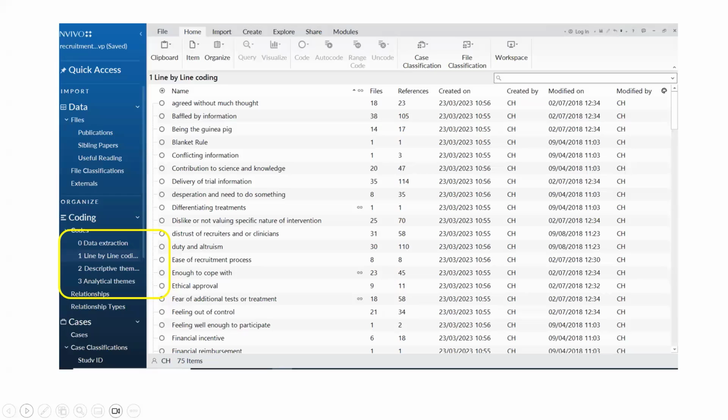The emphasis is about labeling meaningful units of data in a way that makes sense to you. You don't need to worry at this stage about the organization of the codes. They are for your own understanding of the data.